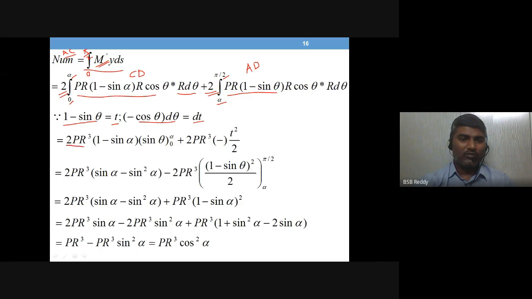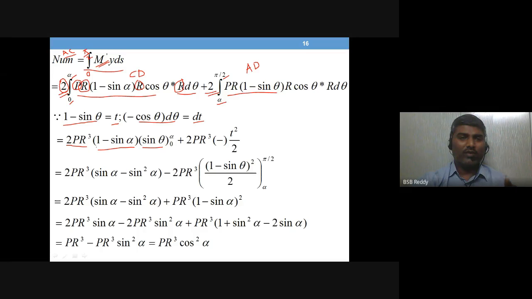So 2 times PR cube is constant. 2 is here, P is here, R, another R, and another R. So 2 times PR cube has come out. Now 1 minus sine alpha and cos theta integration, you have sine theta. So limits 0 to alpha.